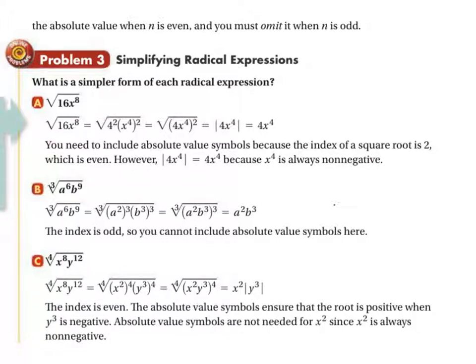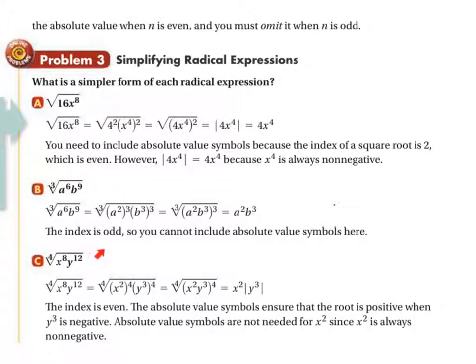Alrighty, moving along. Part b, the cube root of a to the 6th, b to the 9th. The cube root of a to the 6th is a squared. The cube root of b to the 9th is b cubed. And again, this is an odd index, therefore we don't need the absolute value signs. And so those come out as a squared, b cubed.